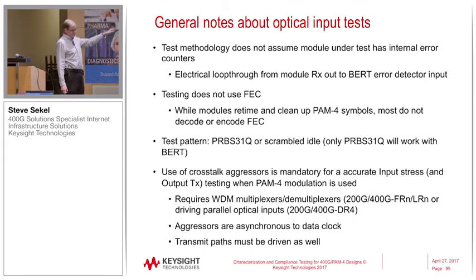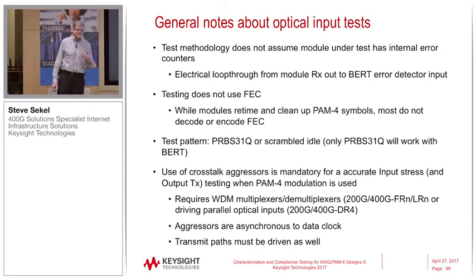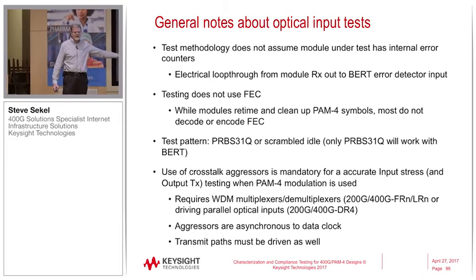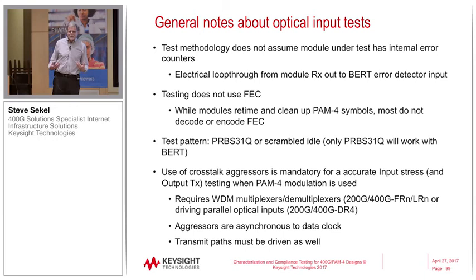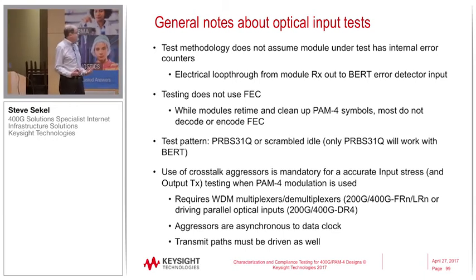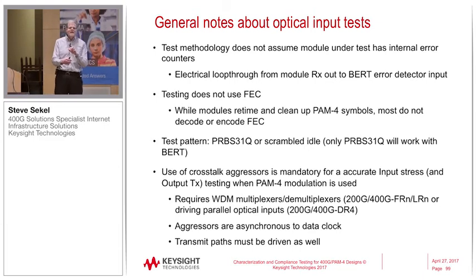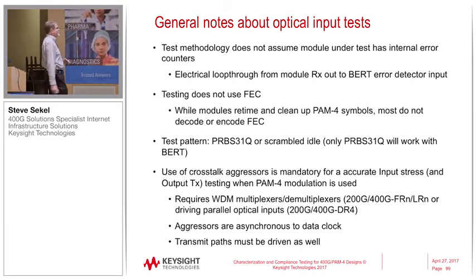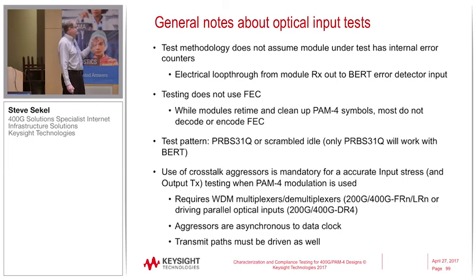The other thing is they don't deal with FEC, because optical modules do not process FEC, they simply pass it straight through. They do retime, they do clean up the signal with sampling and rebuild it, but they don't decode FEC and correct the errors before the signal is retransmitted. So that's all a pass-through. Because of that, it makes life really nice, because they just took FEC out of all the testing whatsoever.